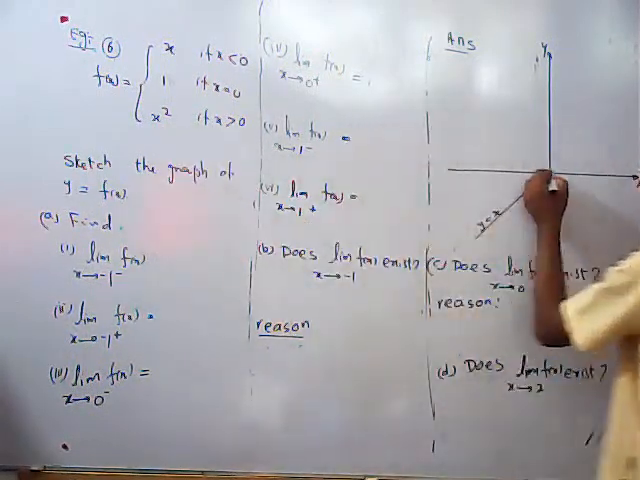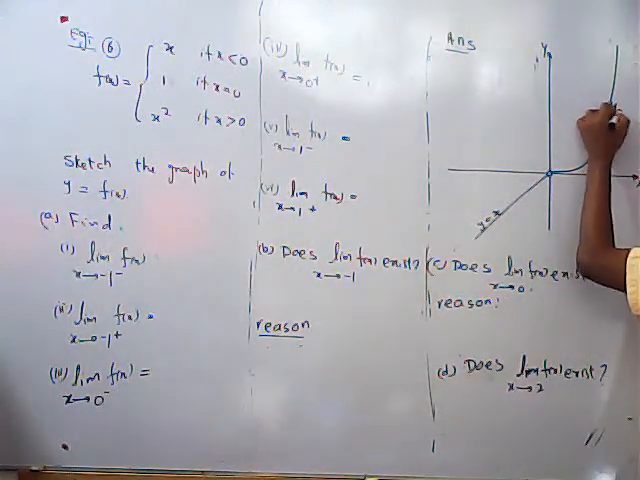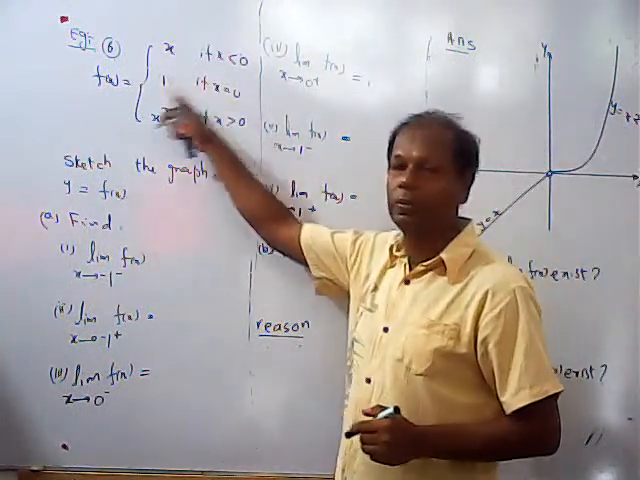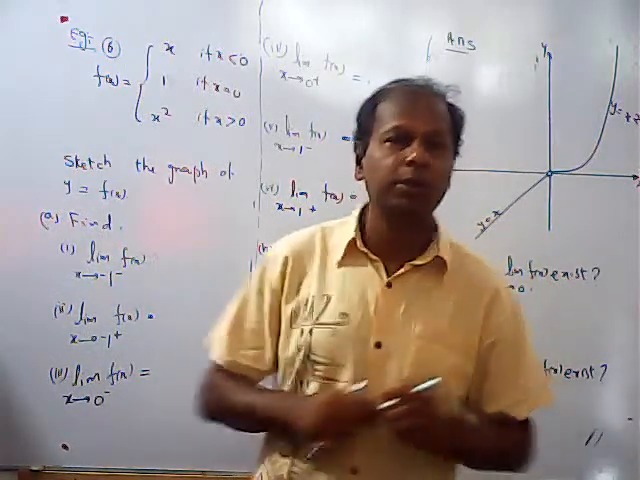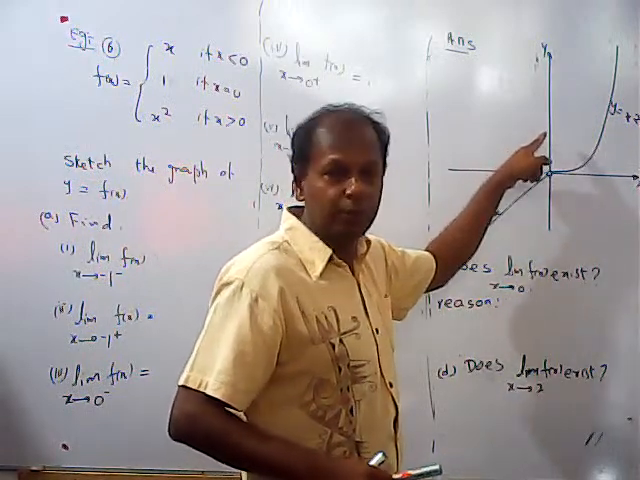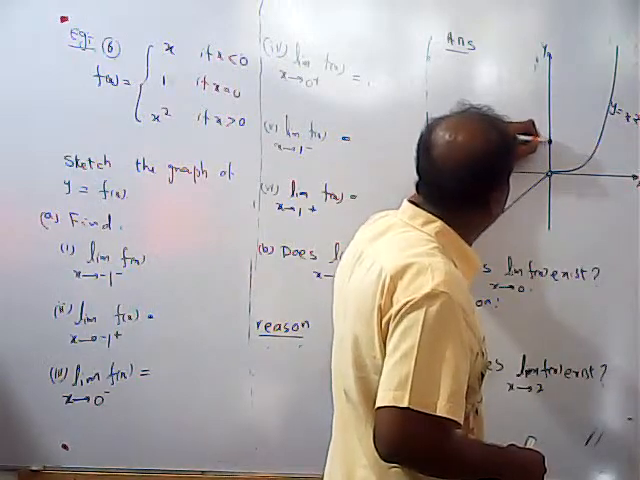X square you know how to draw. You go like that. At 0, it is equal to 1, a single point, isolated point. At 0, when x is 0, y value is equal to 1. Okay? Equal to 1, it's a single point, isolated point.